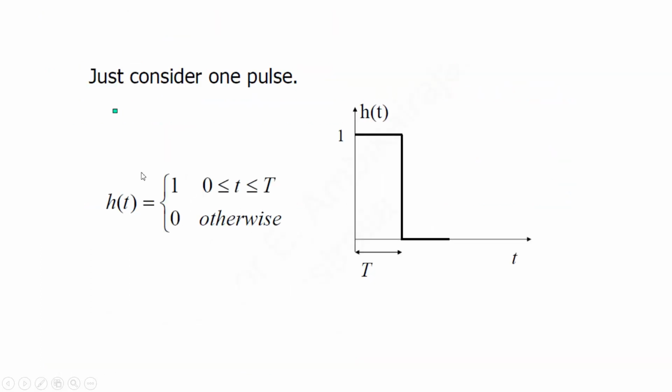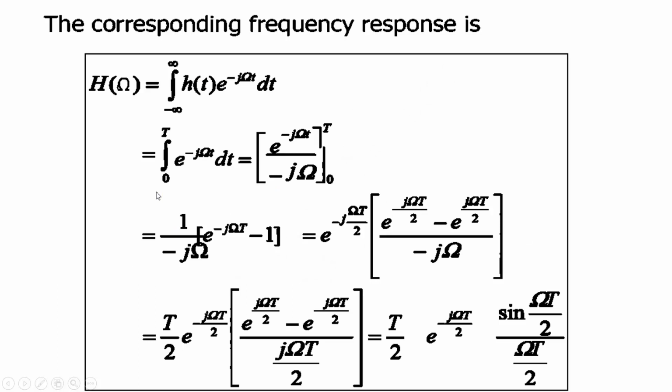The impulse response of this pulse is given by h(t) equal to 1 for time going from 0 to capital T, and 0 otherwise. So this is the representation of the pulse with this function. If we take the Fourier transform of this pulse, we get the integral of h(t) e to the power minus j capital omega t dt. Since h(t) is 1 from 0 to capital T, we change the limits here. We solve it further.